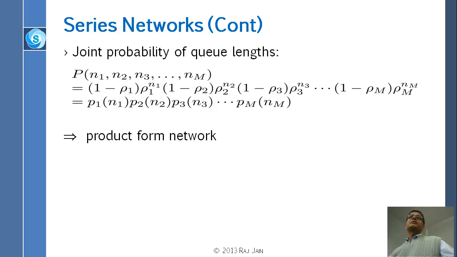Some expressions, they don't have the probability. Some expressions you can multiply and you get it. And these are the most analyzed networks in computer systems. There are thousands of papers on product form networks. They don't have to be series networks. So we are coming up to that one.